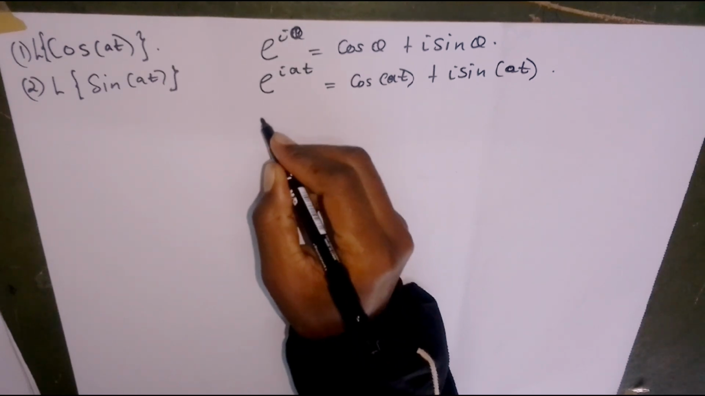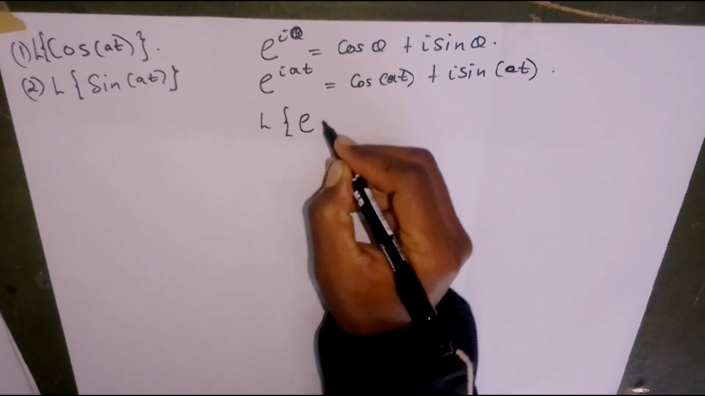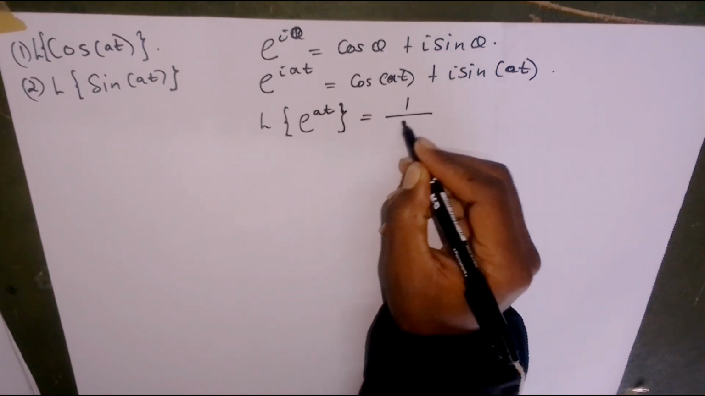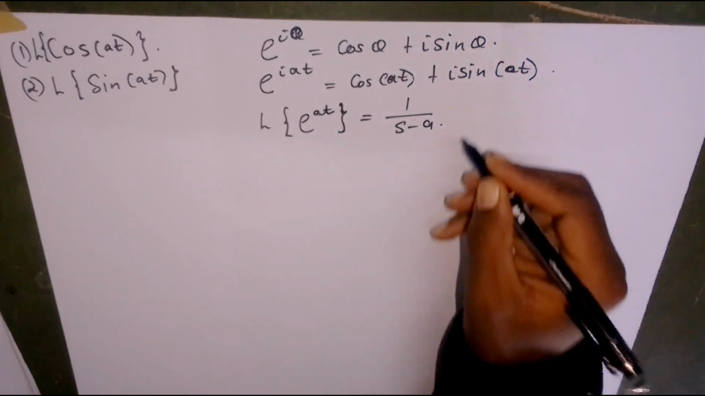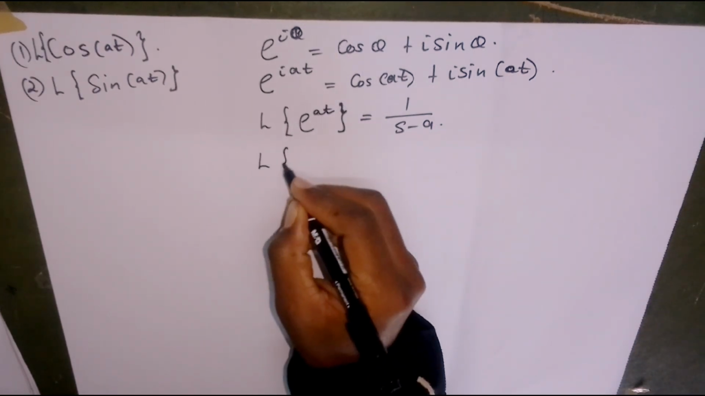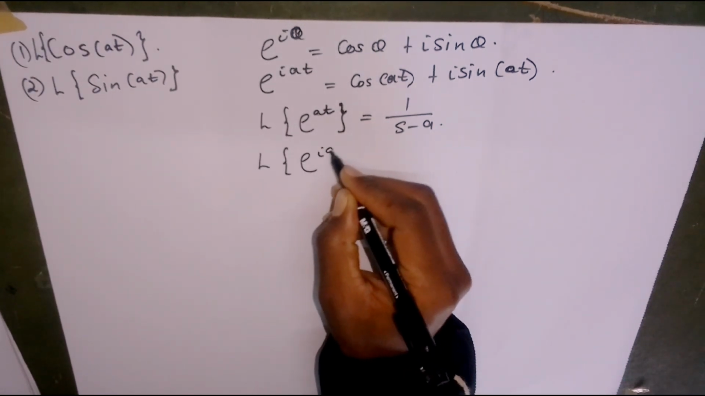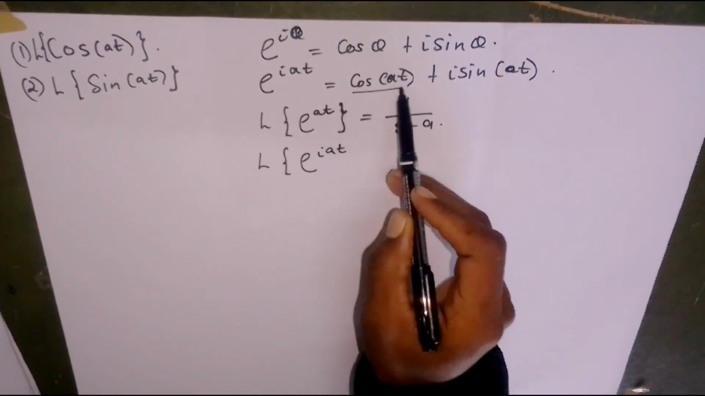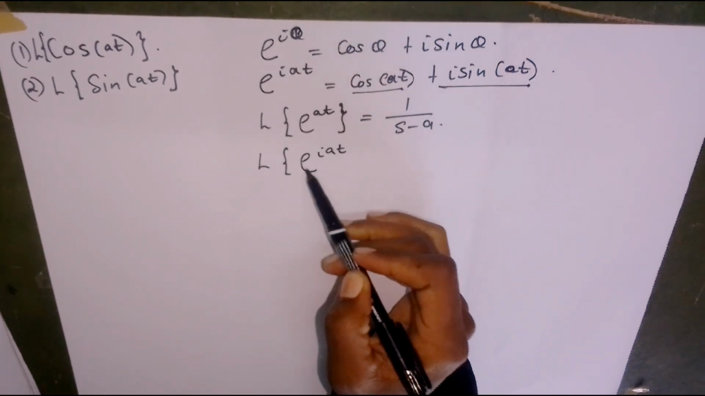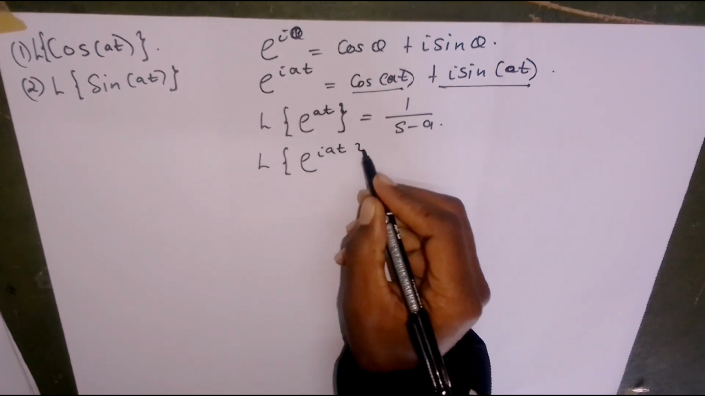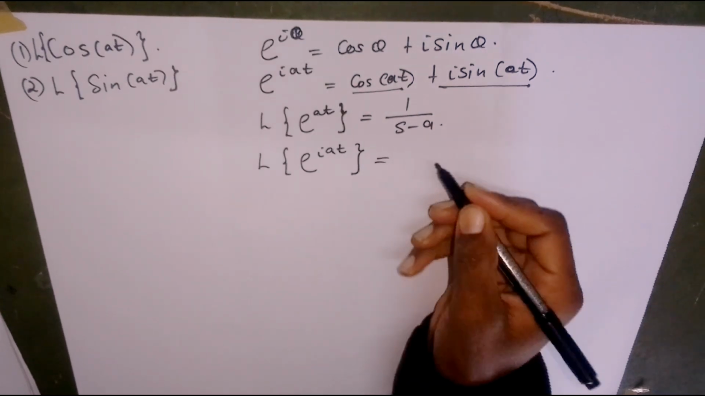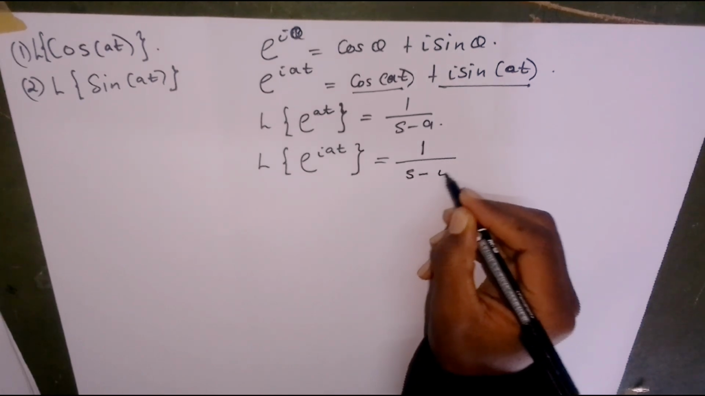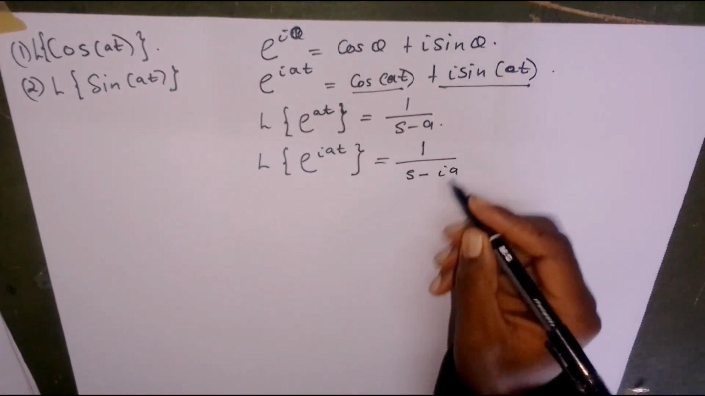But we know that the Laplace transform of e to the power AT is equals to 1 over s minus a. But now we are having the Laplace transform of e to the power I AT, which is representing the Laplace transform of cos AT and I sine AT. So here we are going to say is equals to 1 over s minus I a.